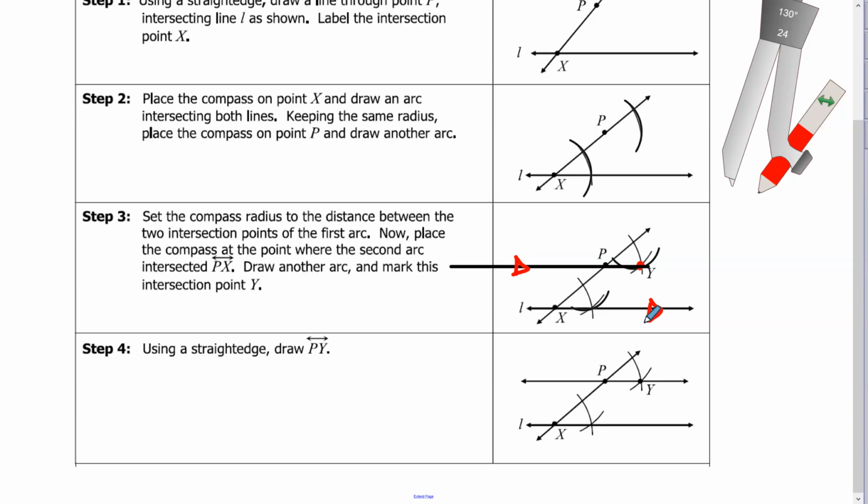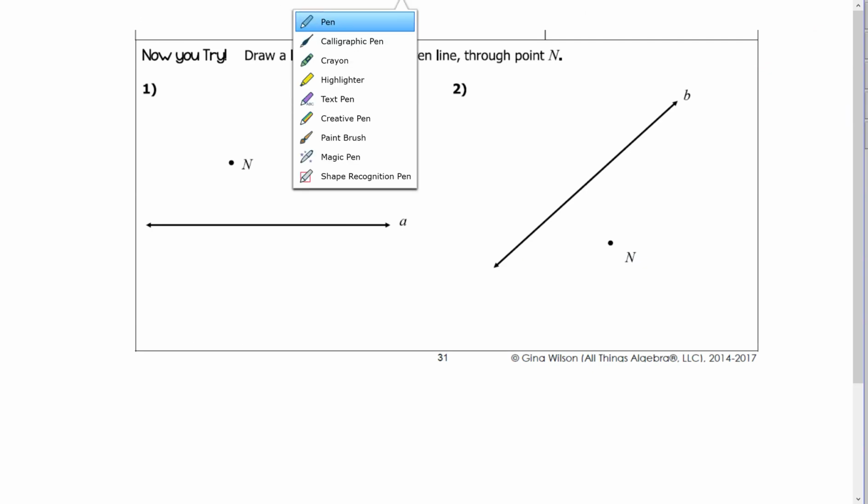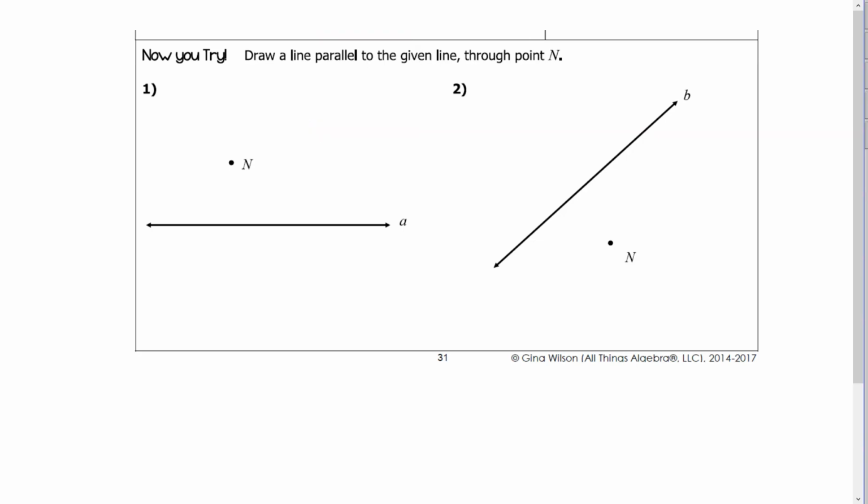All right, next thing we're going to do is try this out. I wouldn't say pause yet. Let me demonstrate it one more time just to make sure that we are on the same page, because this one can get a little tricky. We're going to go ahead and do step 1: draw a line from N through line A. And we'll mark that. Let's label that point O.